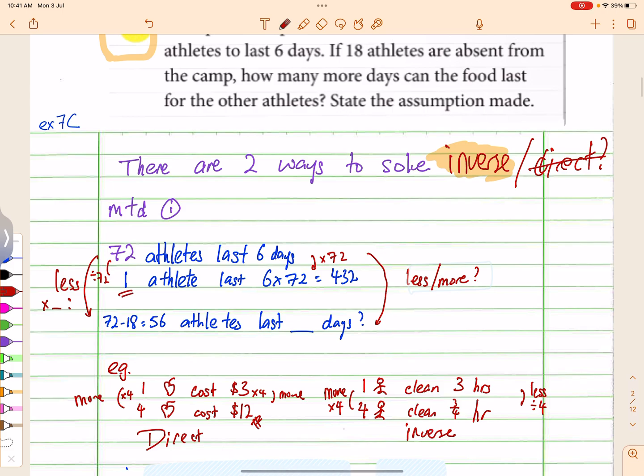So one athlete actually takes 432 days to complete all the food, right? So if I want to have 56 multiply, I will need to divide by 56. So 432 divide by 56 will give you 8 days, right?